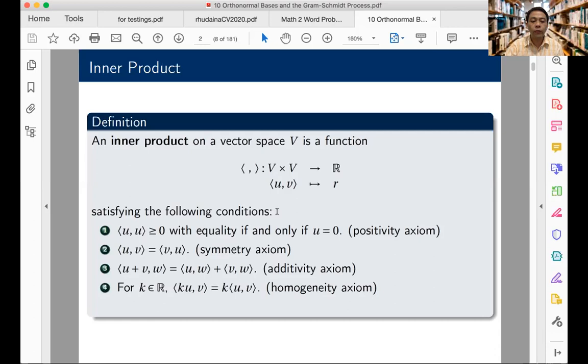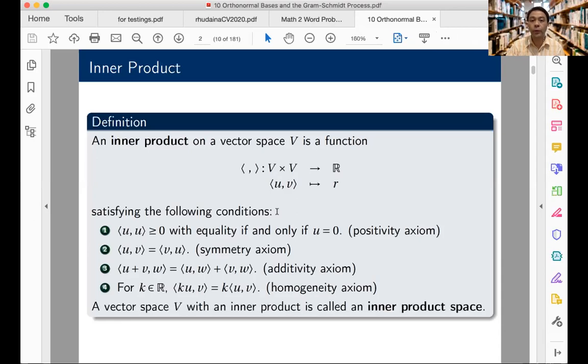Finally, if we have a scalar value or a real value K, then the inner product of K times U with V is equal to K times the inner product of U with V. This is called the homogeneity axiom, and it means you can factor the K out of the inner product and multiply the inner product by K. Now, a vector space that is imbued with the inner product is called an inner product space.